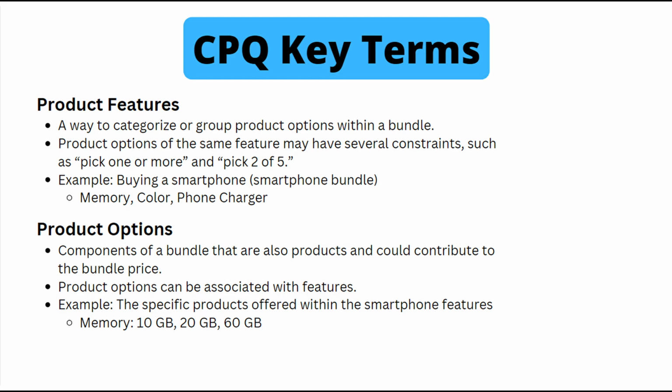Product options can be associated with features. So within those product features listed above, we'll take the memory feature for this example. Within the memory feature, there may be product options that list 10 gigabytes, 20 gigabytes, and 60 gigabytes. While putting together your product bundle, the end user would have these three product options to choose from. And again, each of these product options are considered their own product in Salesforce.